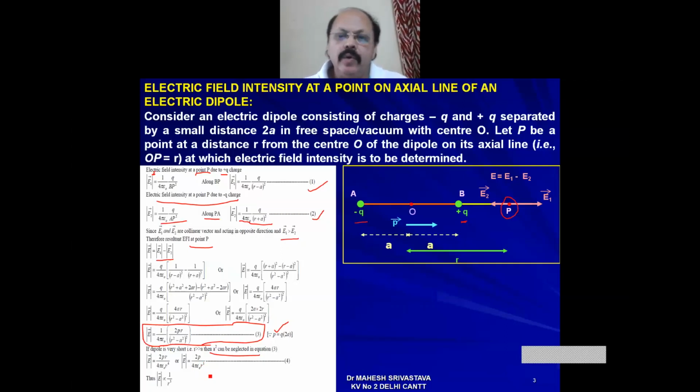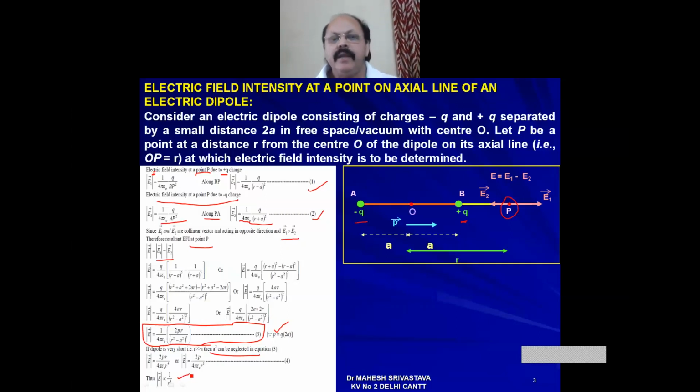Here 2 is constant, p is constant, 4 pi epsilon naught is constant. Then the electric field intensity at a point on the axial line of an electric dipole is inversely proportional to r cube.